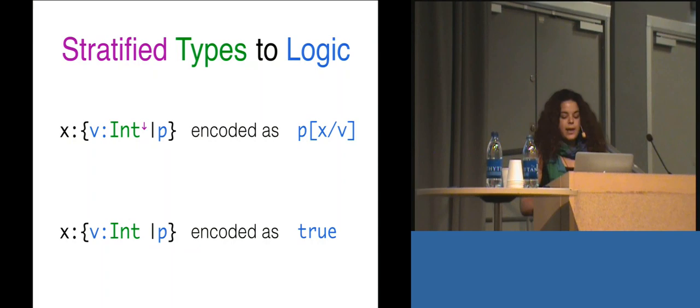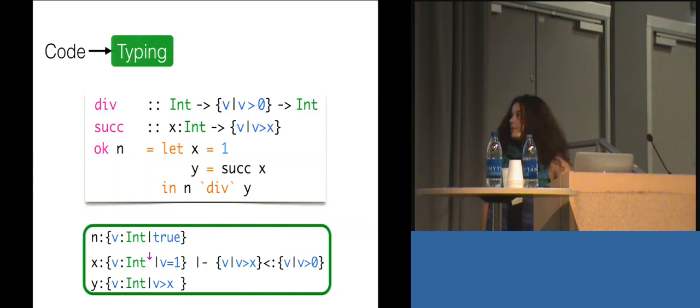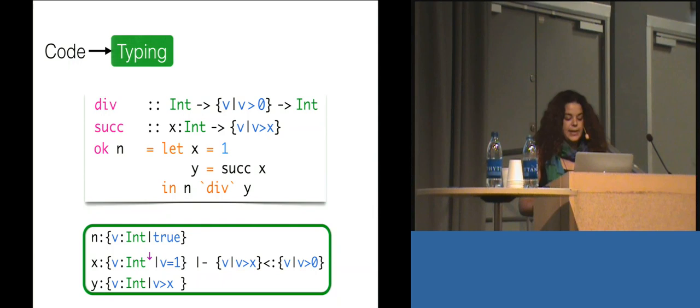With this encoding, we visit an example. We have the divide operator. We have a successor function that, given an argument x, returns a value that is greater than x, and then the ok function assigns x to 1, and then divides its argument a by the successor of x. Now we can note that 1, and thus x, is actually a value, and we can map this information into the binding of x.